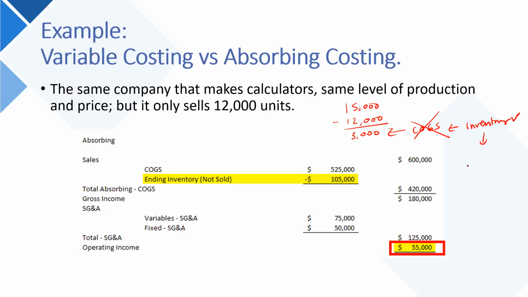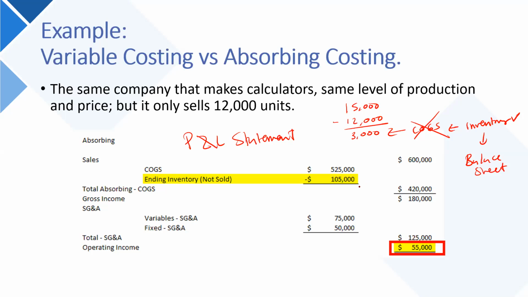An inventory is a balance sheet account. And this is the profit and loss statement. So these are two different statements. What we need to do is take the ending inventory out of here and take it to the balance sheet. And that's what we are doing right now.